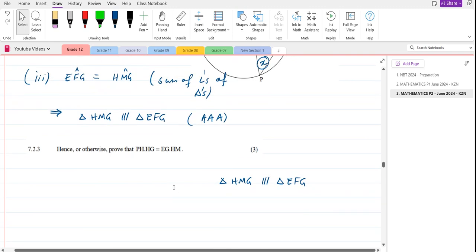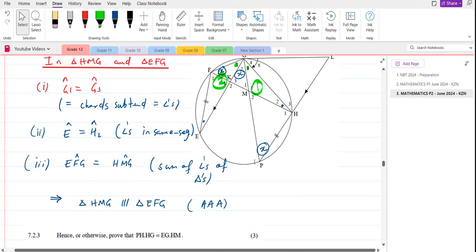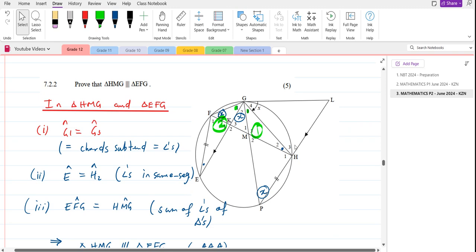One second, we want PH times HG, 3 and x. Okay, so these are the sides that they want.